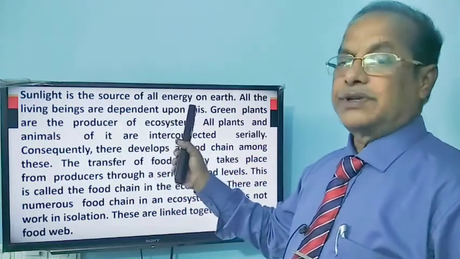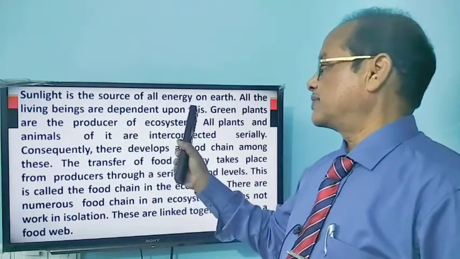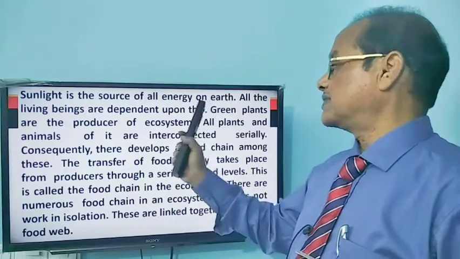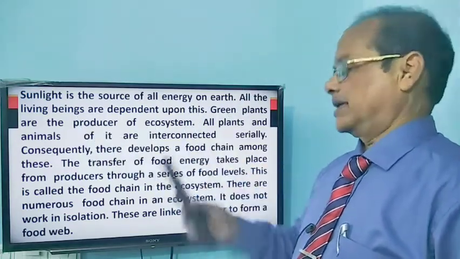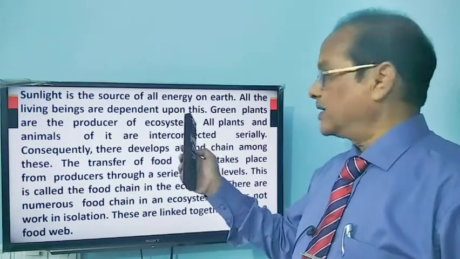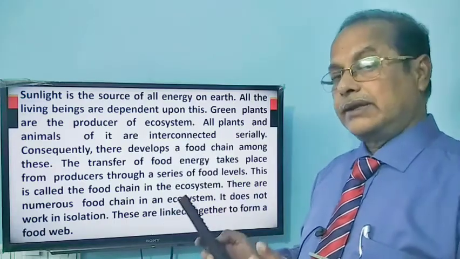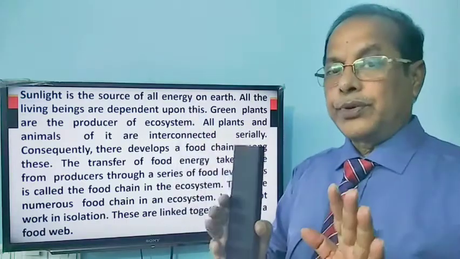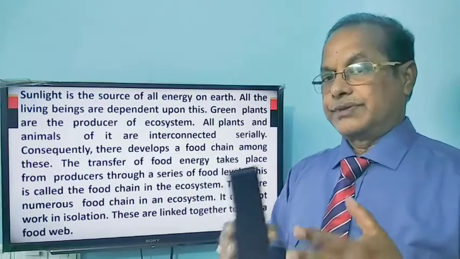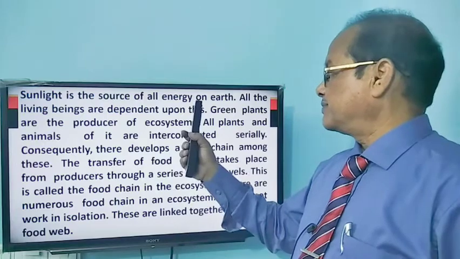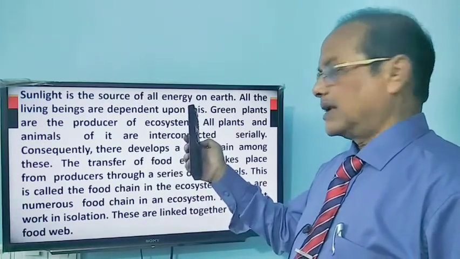And this has been used here. For which noun we are using this pronoun is not clear. So we have to clarify this place and say all the living beings are dependent upon sunlight. So this is to be replaced, and here in place of this we have to write sunlight. Then the passage will be more apparent to us, more clear to us. So we have to replace this, and we have to write here sunlight in place of this.